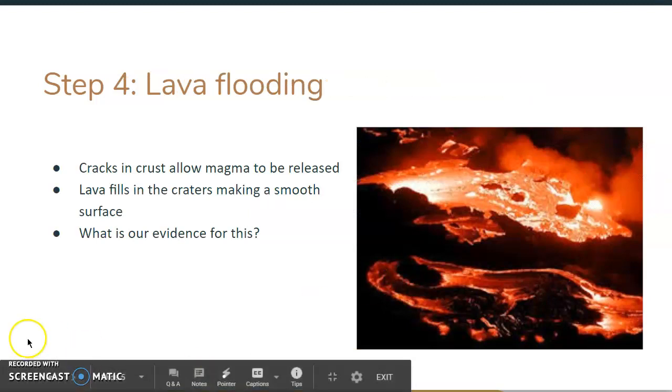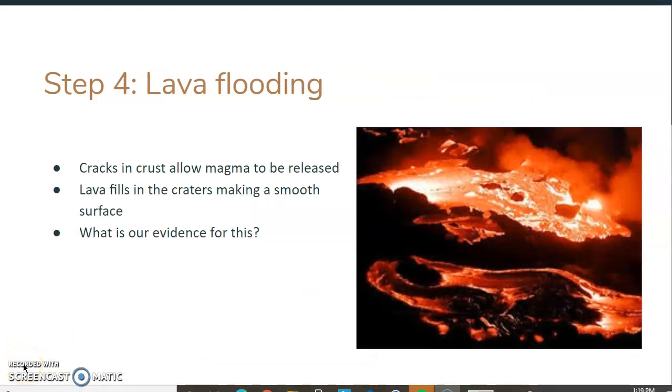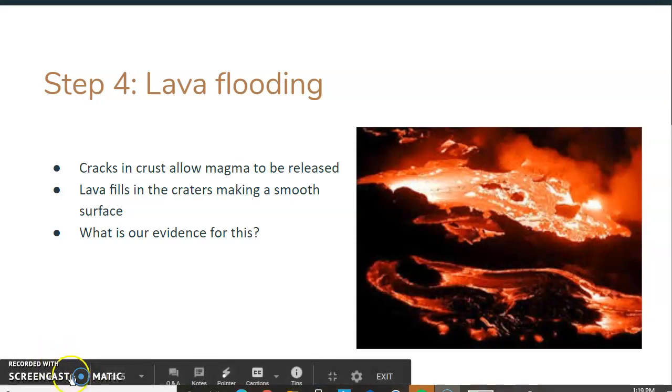So, what is our evidence? Well, we can still see volcanoes erupting today. So we can still see this lava happening, especially around Hawaii. There are lots of active volcanoes still. Really, across the world, there are a lot of active volcanoes. So step 4 is lava flooding.